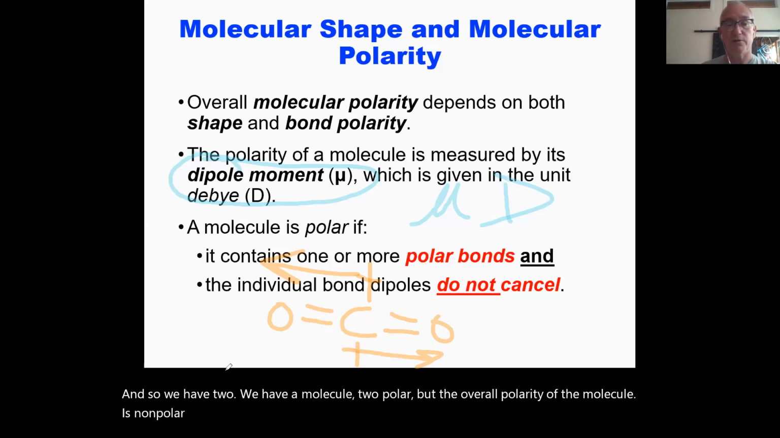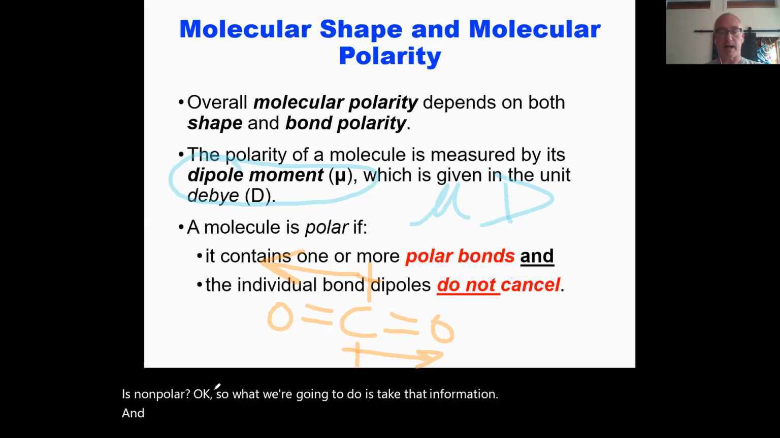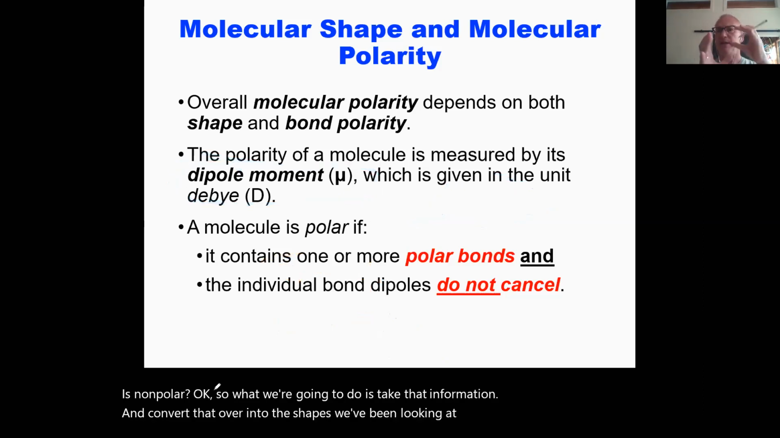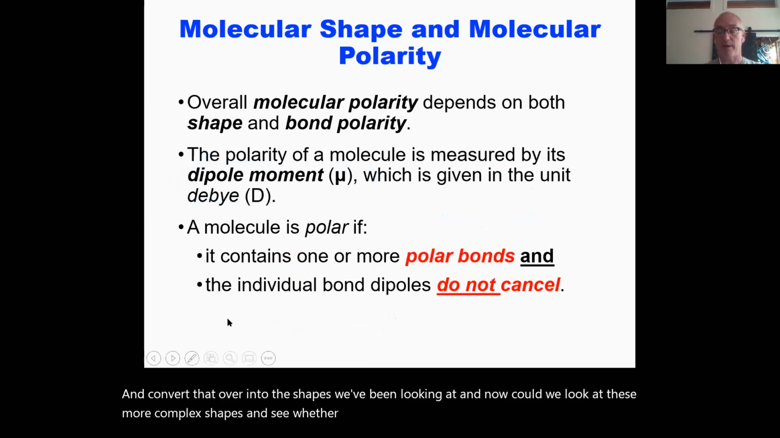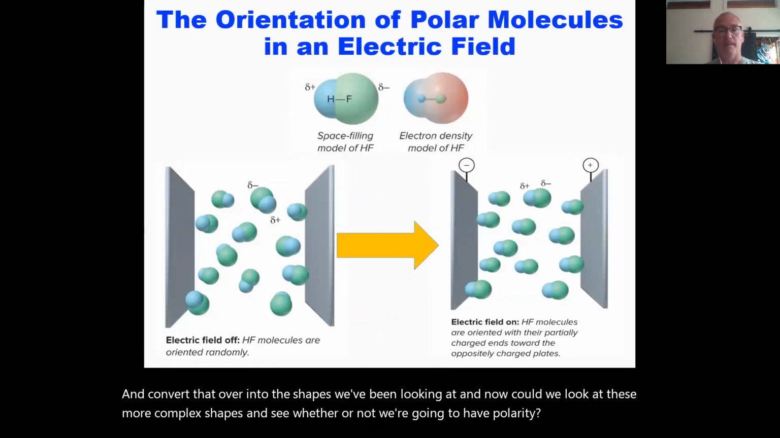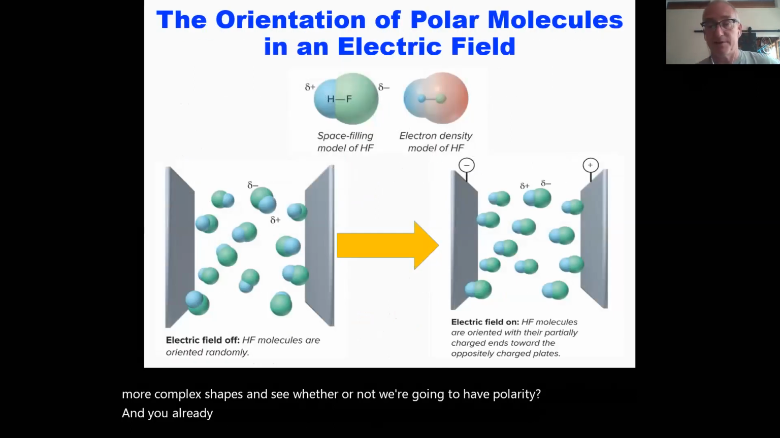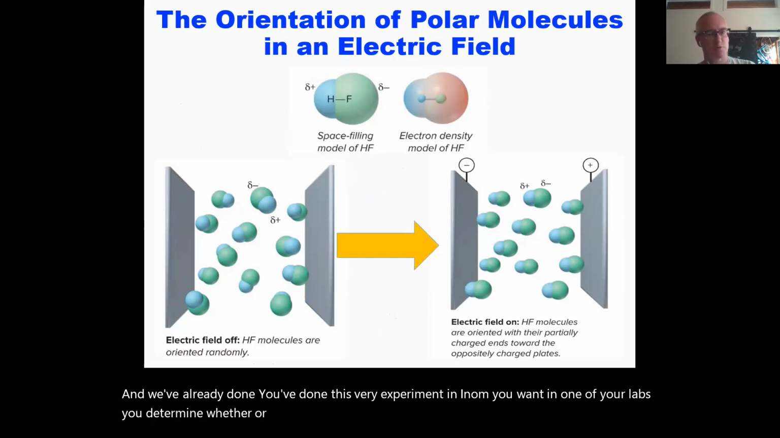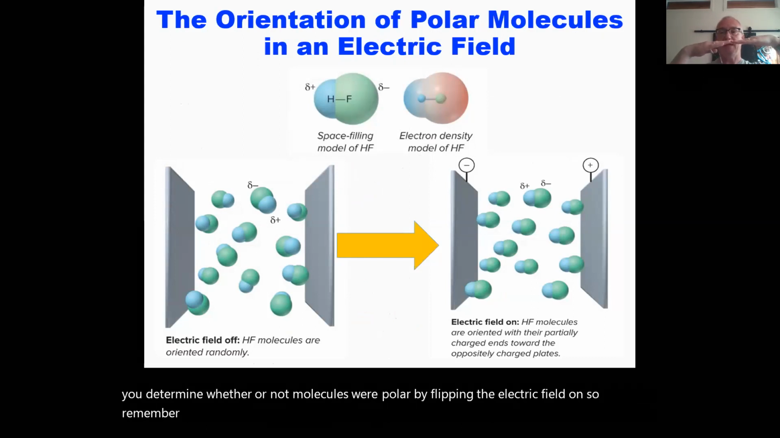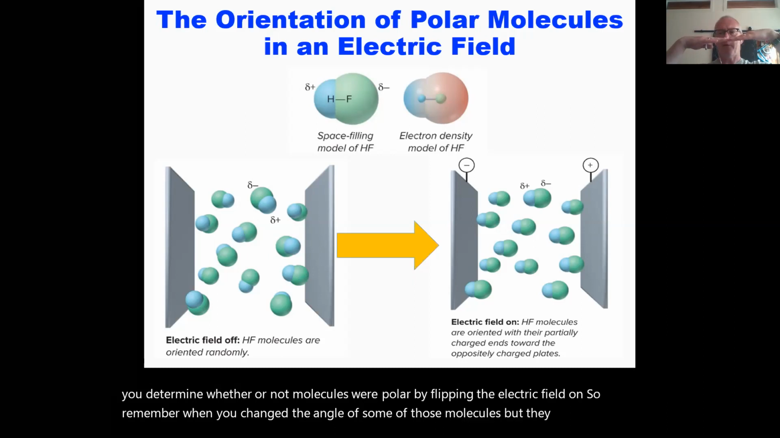So what we're going to do is take that information and convert that over into the shapes we've been looking at. Now, can we look at these more complex shapes and see whether or not we're going to have polarity? And you've already done this. You've done this very experiment in one of your labs. You determined whether or not molecules were polar by flipping the electric field on. So remember, when you changed the angle of some of those molecules, when they were linear, they were non-polar.